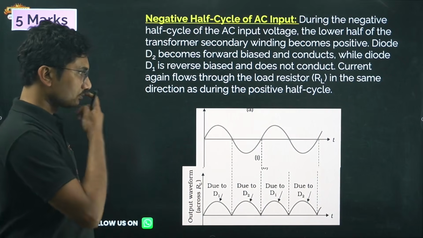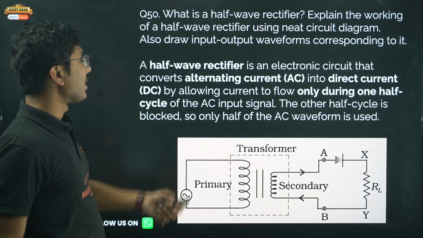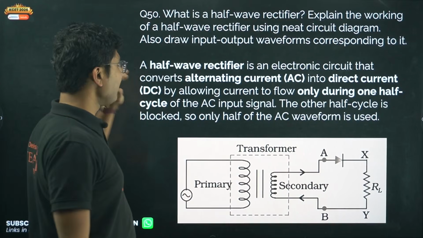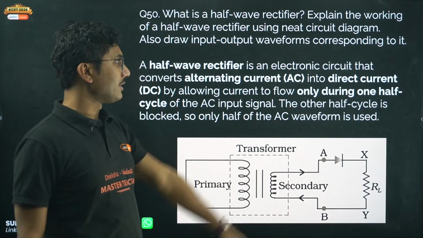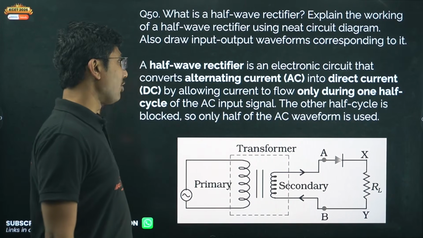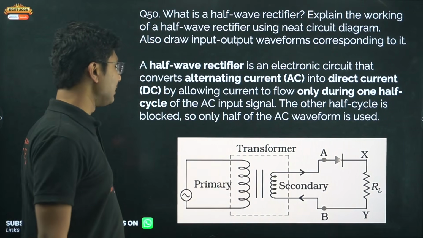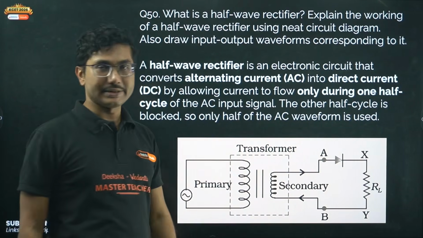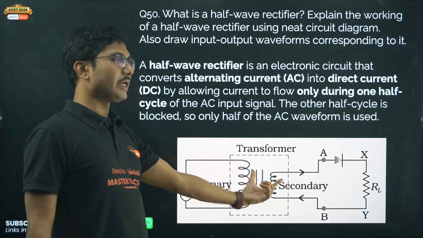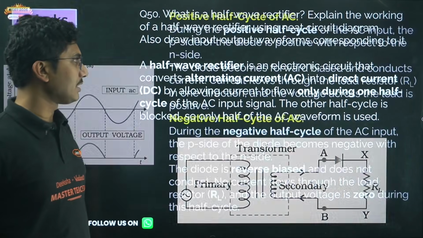Next, what is a half wave rectifier? Explain the working of half wave rectifier using the diagram. A half wave rectifier is an electronic circuit that converts alternating current AC to DC, but only during one half, not the full cycle. The other half cycle is blocked, so only half of the AC waveform is used. This is the diagram, a simple diagram. Only one diode and one resistance through which current flows.